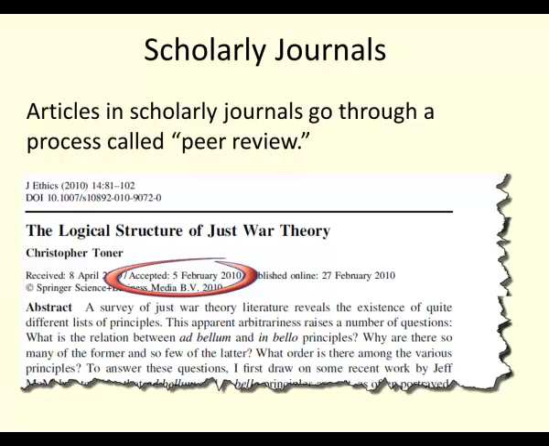Articles in scholarly journals are peer-reviewed, which means that experts approve the article prior to publication. Keep in mind, though, that not everything in a scholarly journal is peer-reviewed. These journals also publish editorials and book reviews, and these do not go through the peer-review process.